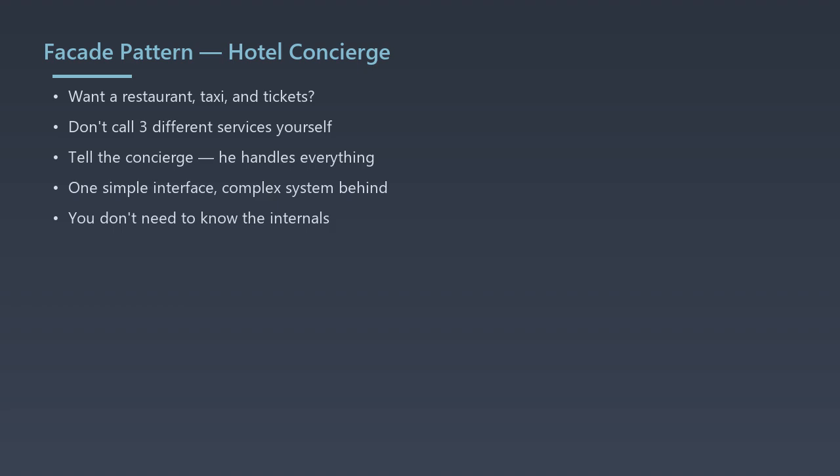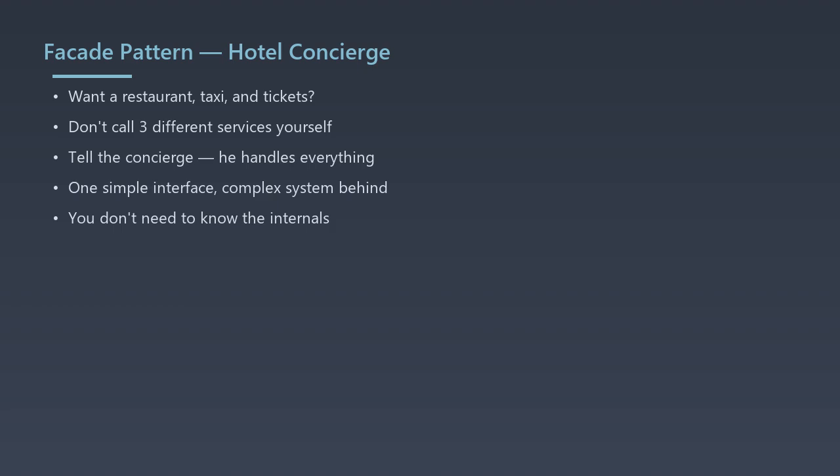You're at a hotel. You want a restaurant reservation, a taxi, and movie tickets. Do you call 3 different services? No. You call the concierge. He's the facade. One phone call to the concierge, and he coordinates the restaurant, taxi company, and ticket service behind the scenes. You don't know or care how he does it.